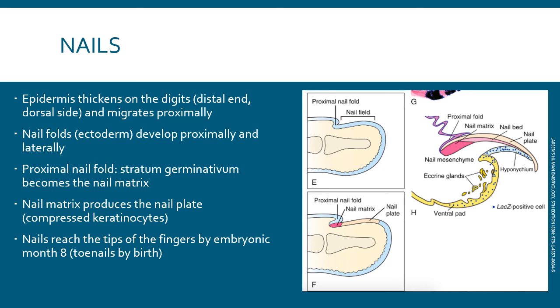Now, from the proximal nail fold, the stratum germinativum, or the stratum basale, depending on which book you're looking at, becomes the nail matrix, which is composed of these compressed keratinocytes, and they're compressed down to the point where they become very hard, because of course, your nails are much harder than the rest of your skin. And they grow, of course, toward the fingertips, and usually by birth they've reached both the ends of the fingers and the ends of the toes. And newborn babies often need their fingernails clipped fairly promptly because sometimes they've extended past the tip of the fingers.